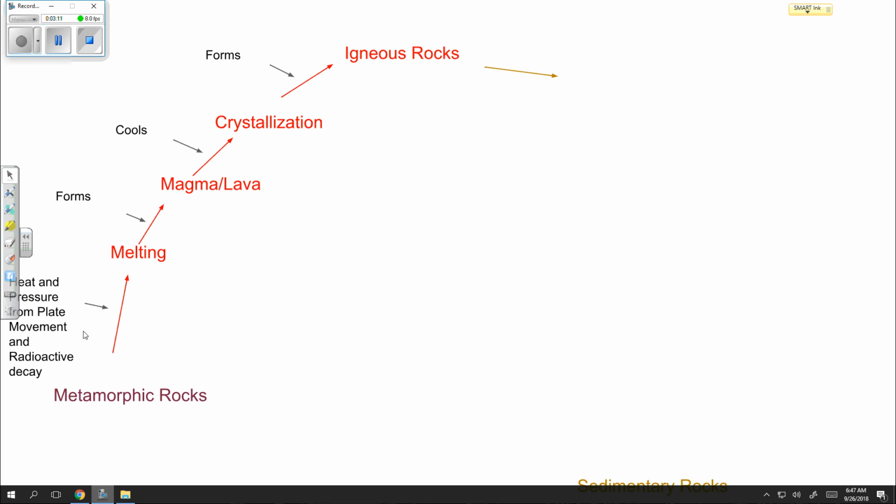So there are some other terms in here, or some other information in here that you're going to want to include as well. The things that cause rocks to melt, as we're looking at this, are going to be heat and pressure. And there's a couple ways that you get that heat and pressure. Some of it's just going to be from plate movement.